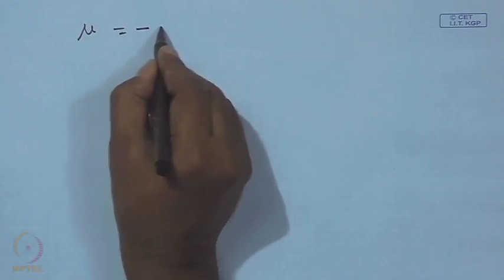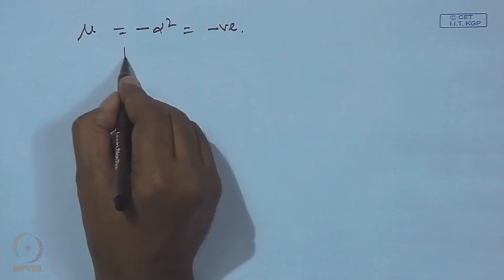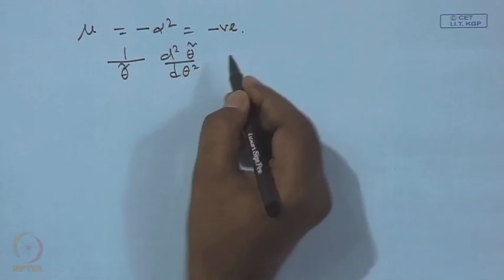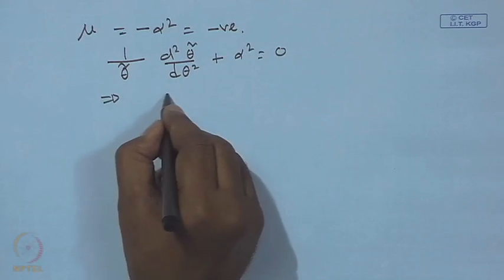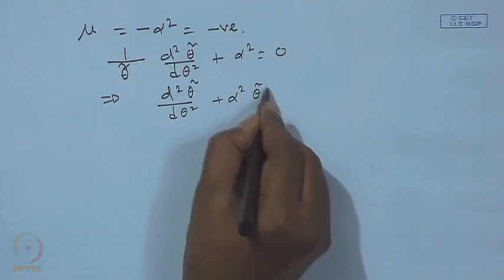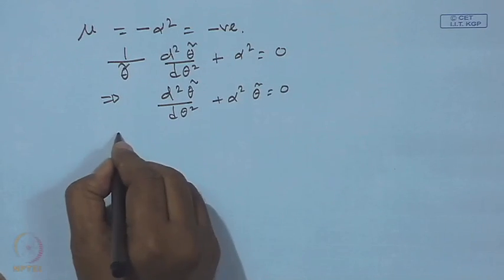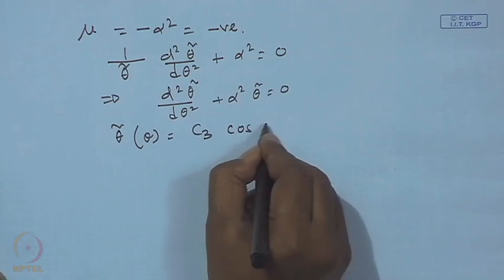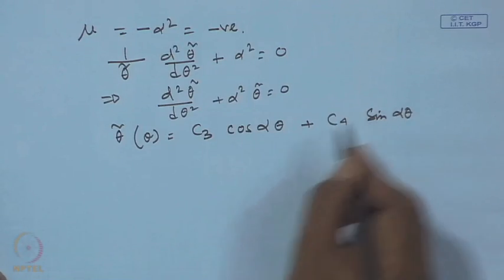So, mu is negative, so minus alpha square. Now what we will do? We write down the governing equation of theta hat and see how theta hat varies with theta this time. So, this becomes d square theta hat d theta square plus alpha square theta hat is equal to 0. So, the solution is constituted by sine function and cosine function. Therefore, theta hat as a function of theta is nothing but C3 cosine alpha theta plus C4 sine alpha theta.